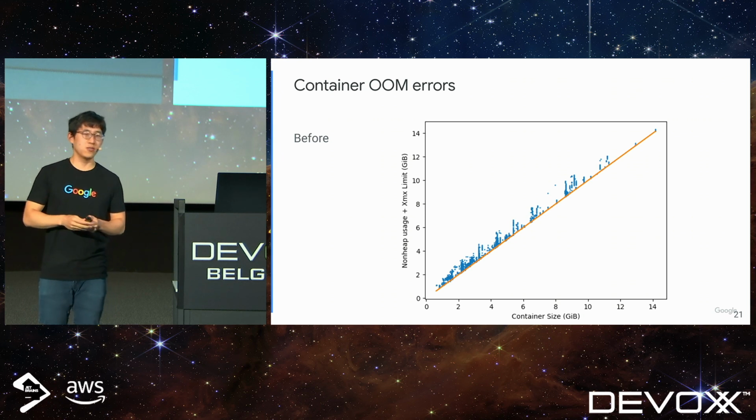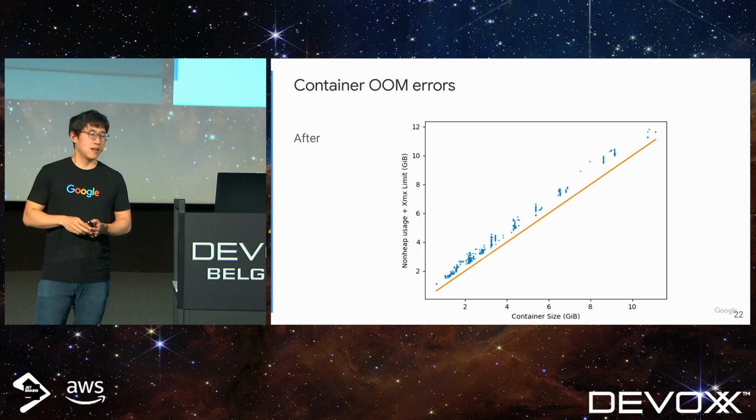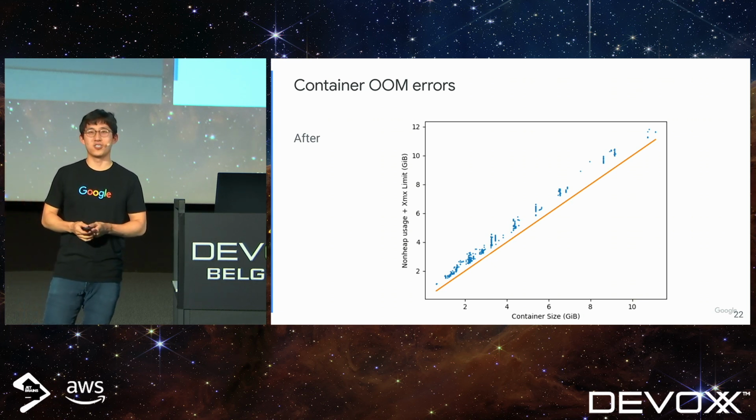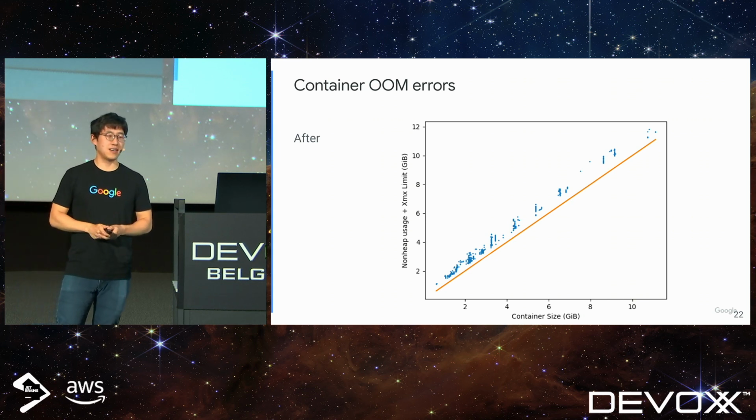So then after we used our best fit formula to reduce the XMX of these jobs, we still had a lot remaining. Basically the ones that were close to that line, we were able to lower a little bit, but we couldn't drastically lower every single job by the right amount. It's just not tractable. So as you can see, there's still a lot of problems.